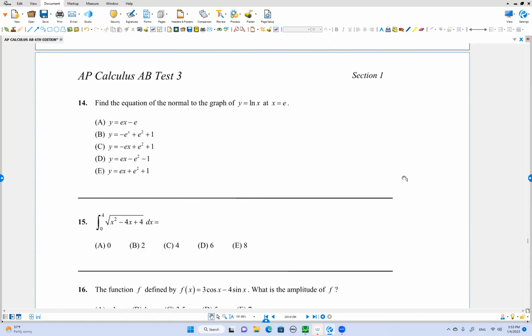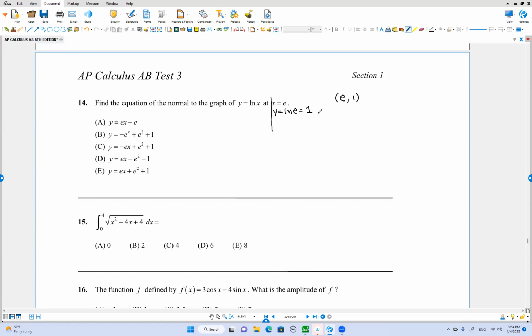Find the equation of the normal. You know the normal, right? Normal is what? Perpendicular to the tangent line at a point, okay? Do they give you a point? Yeah, at x equals e, okay? At x equals e, what is the y? You can continue to find the point first. When x is e, y equals ln e, right? ln e is what? 1, isn't it? The point is what? x is e, y is 1.